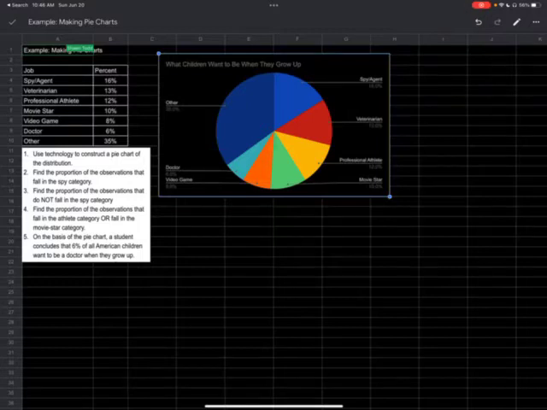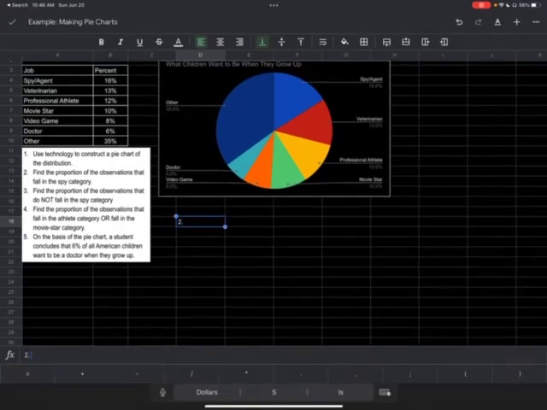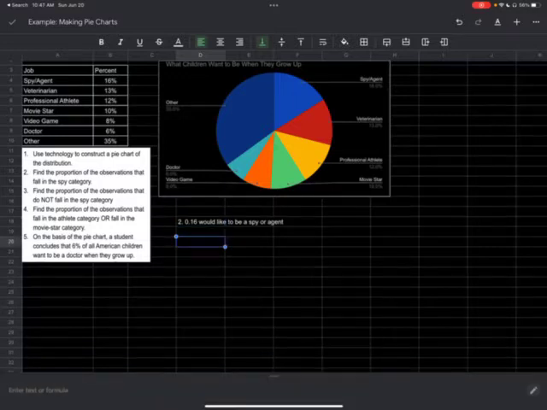Number two: find the proportion of operations that fall in the SPY category. So our answer for number two, we can just type it right below the pie chart. In the SPY category, that's 16%, so that's 0.16 as a proportion. So we can answer that pretty good. There we go. Let's skip a line there.